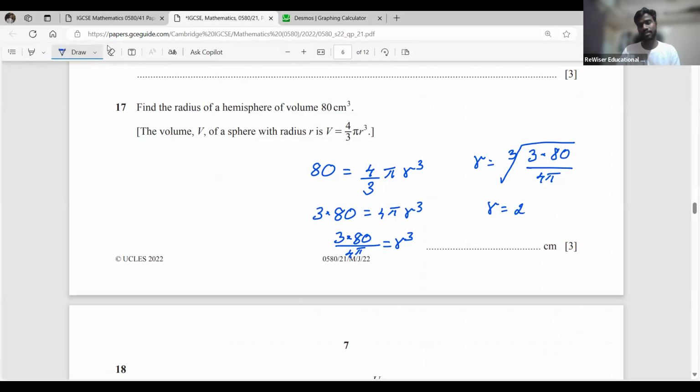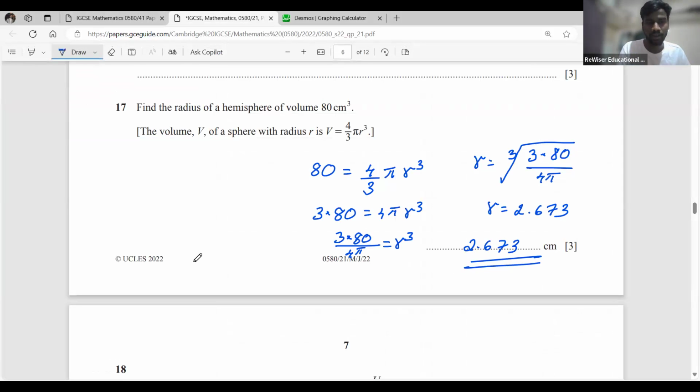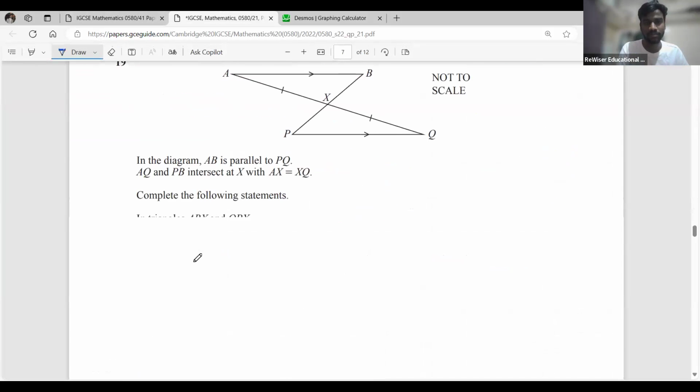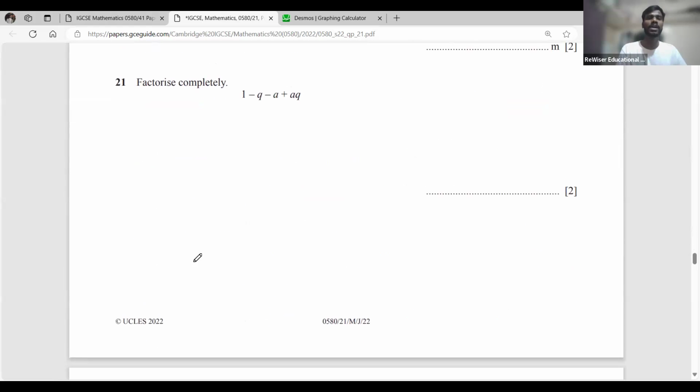Radius is equal to 2.673 centimeters. And this is the right answer for question 17. And next, we have this factorize it completely under algebra.